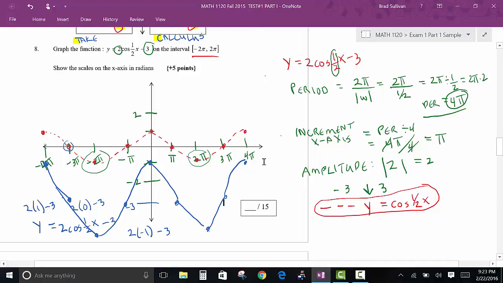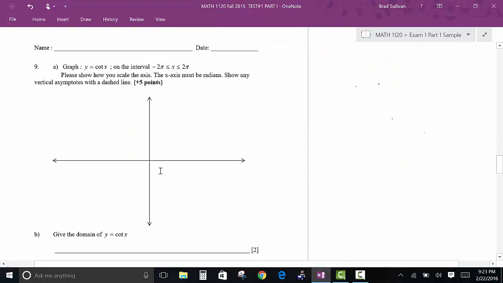Okay, let's do a cotangent graph on number 9. All right, the first thing that you always want to do on this, if you have y equals cotangent of x, we said the period on this is pi. The period of the tangent and cotangent is pi. And when you do the increment of the x-axis, you always still do the same thing. You just take the period and you divide it by 4.